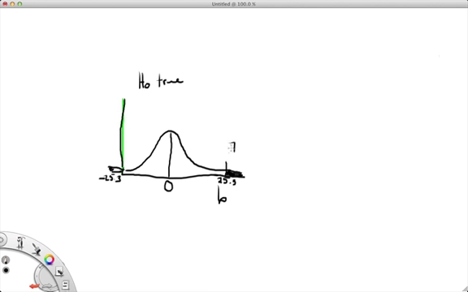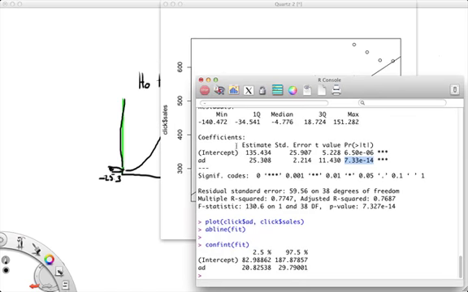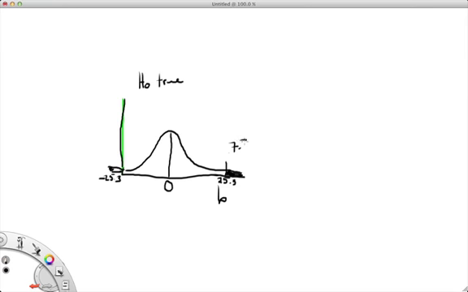So you could say that 7.33 times 10 to the minus 14, I think it was 14, divided by 2, is the area in this tail, and it's also the area in that tail. So if you combine those two tails, you get a grand total of 7.33 times 10 to the minus 14th. And that's exactly what's given on the output and on my slide.